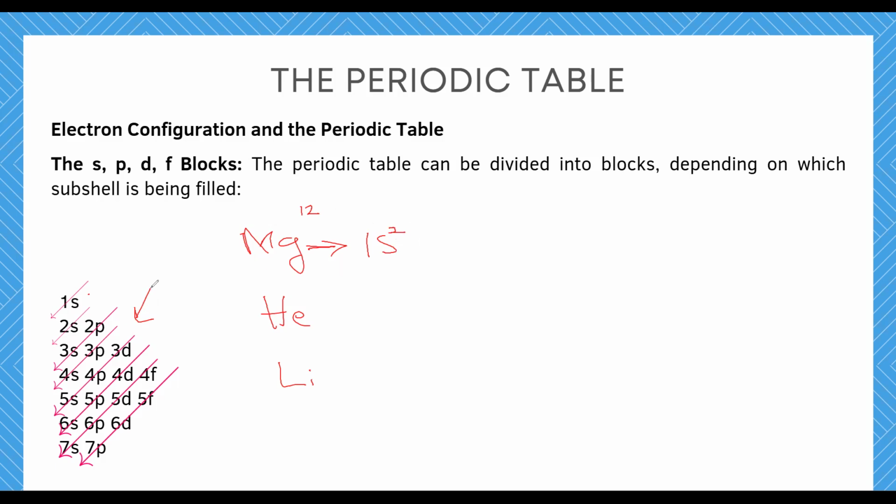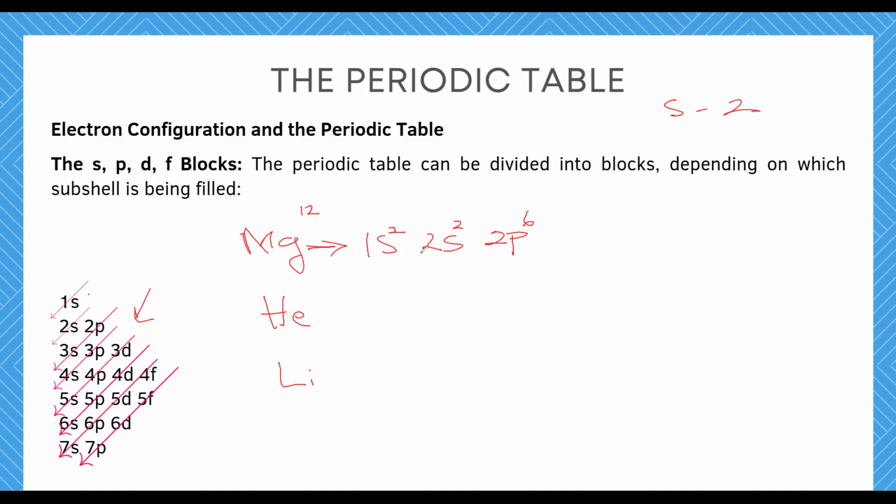Good. What is the next thing to put now after 1s? 2s. Good, because I'm following the arrows one after the other. So I've put my 2s now. How many electrons am I going to put? 2, because the s subshell can accommodate 2 electrons. After 2s, what am I going to put now? 2p. How many electrons am I going to put now? 6. Six electrons. Thank you very much.